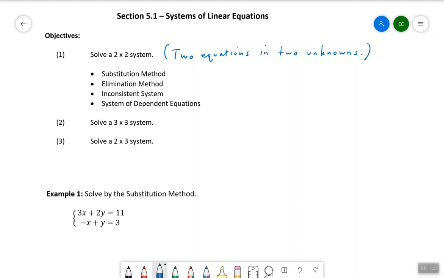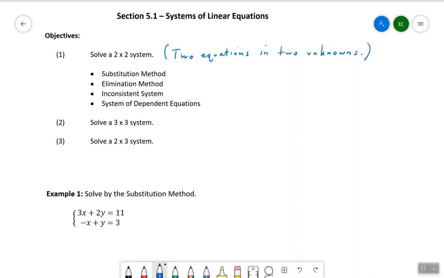After that, we'll go on to larger systems of equations. We'll solve a 3 by 3 system, which is three equations in three variables, and a 2 by 3 system, which is two equations in three variables. So first, we want to work on the 2 by 2 system. We want to solve by the substitution method.